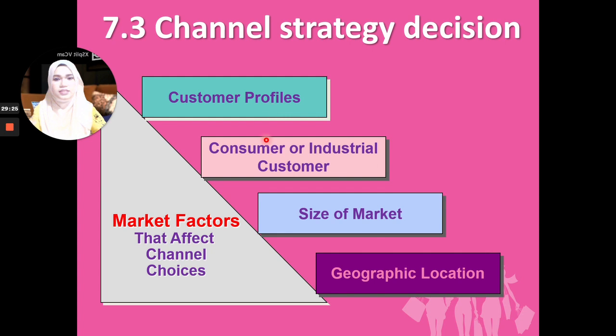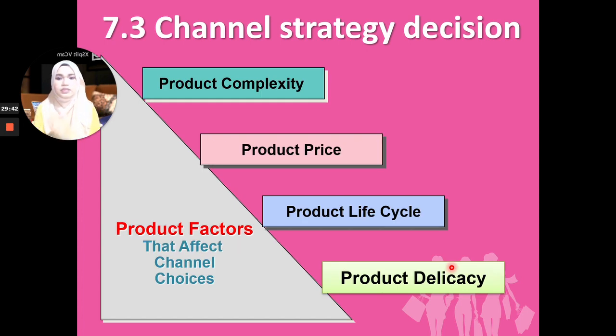Okay, next is whether it is a consumer or industrial customers or business customers. And then the size of the market, how big are they? And when you talk about geographic location, how scattered are they, or how concentrated are they at a certain location? Okay. Next are the producer factors. Producer factors look at whether the product is complex or not. Is it complicated to use?